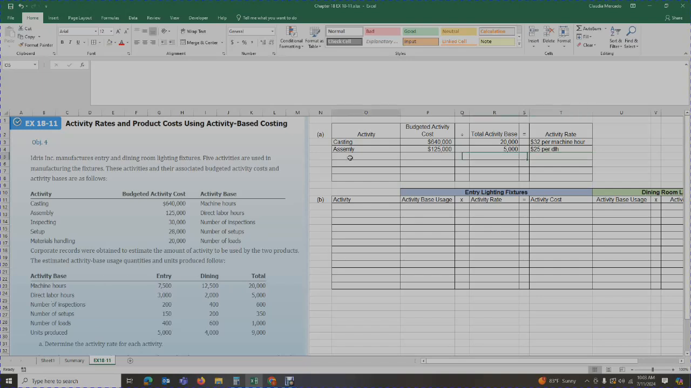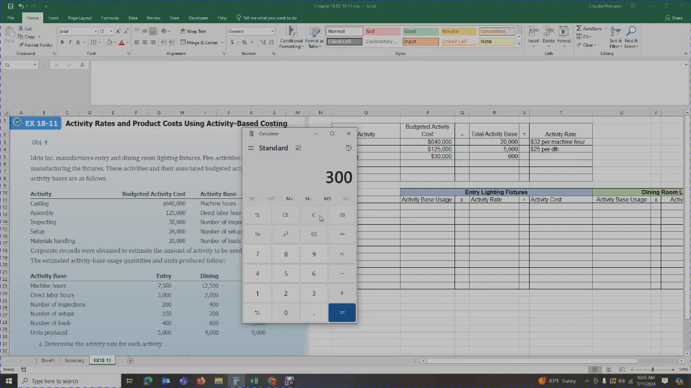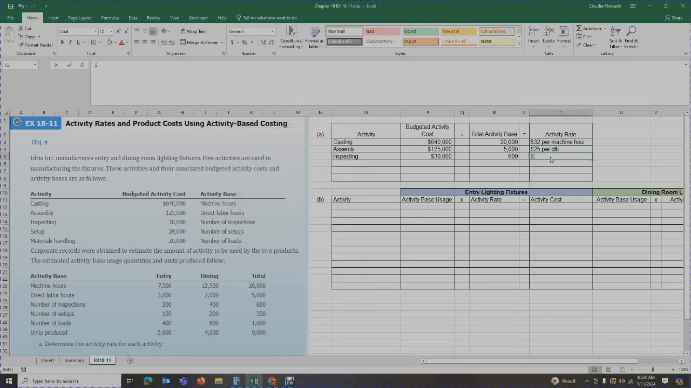Next, we have inspecting. For inspecting, I am anticipating spending $30,000. We are expected to have 600 inspections. So if we take 30,000 and divide it by 600 inspections, that's going to be $50 per inspection.